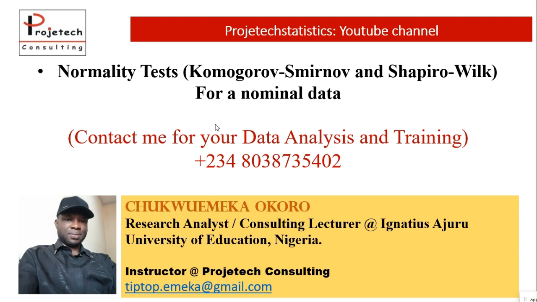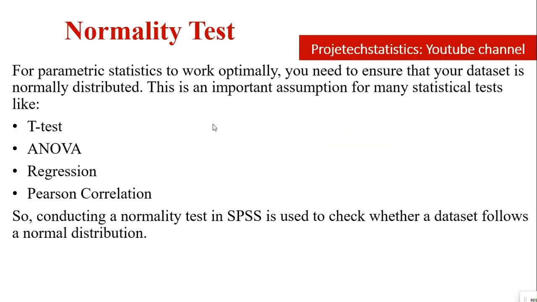Today we're going to talk about normality tests in SPSS using nominal data. For parametric statistics to work optimally, you need to ensure that your data set is normally distributed. This is a very important assumption for many statistical tests. For example, we have the t-test, the ANOVA test, the regression, and the Pearson correlation. These are parametric tests that require that your data be normally distributed before they can work optimally.